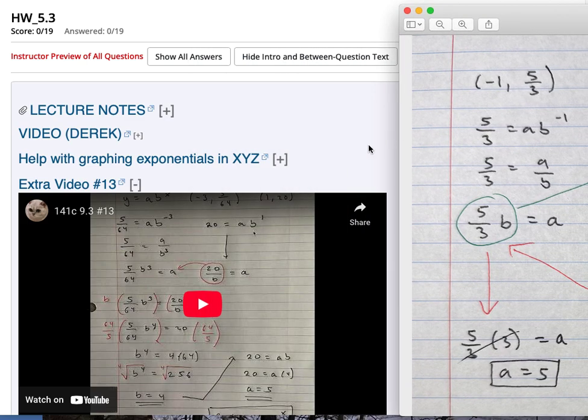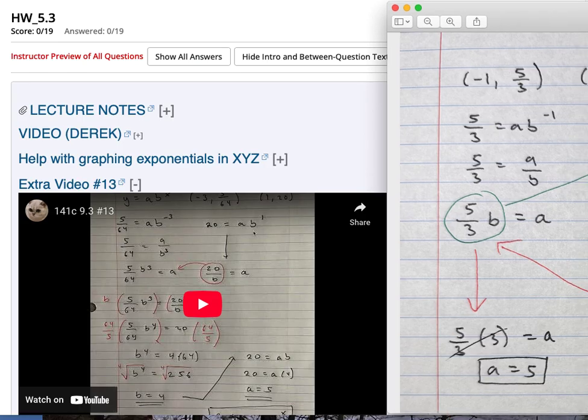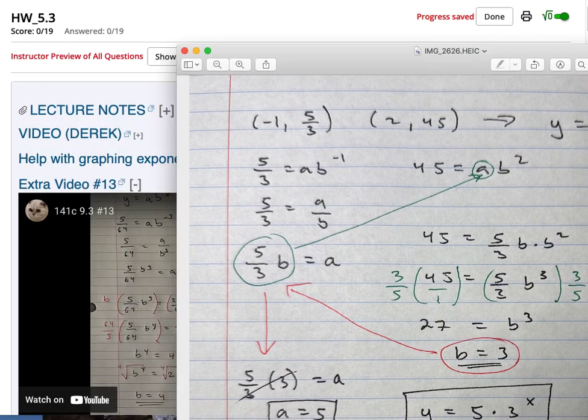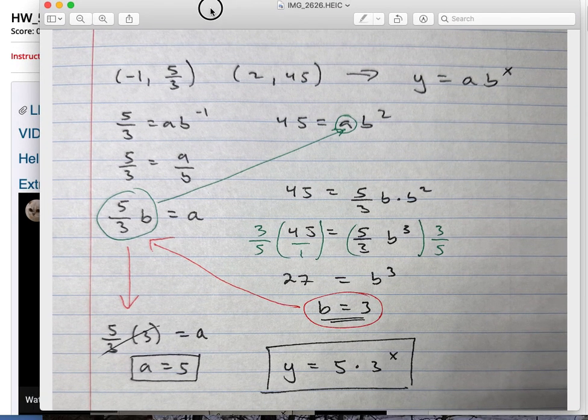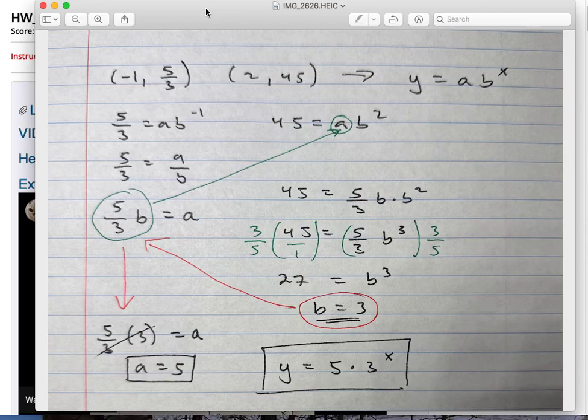A video up for number 13, and this one's fairly similar as well. So here's the one that you had, and I'm going to do it a little bit different than I did in the video. It kind of depends on what the exponents are, which way I would go, but there's plenty of ways to do this, so here's a couple of them.